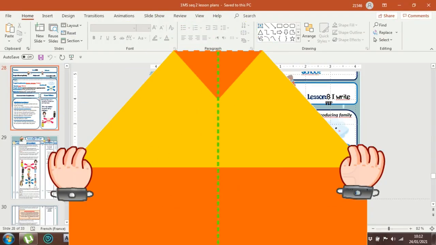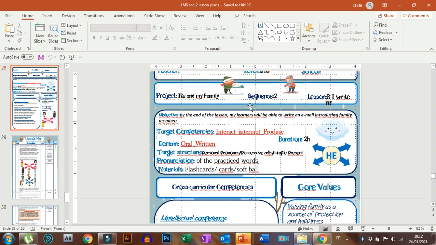Today I'm going to show you a detailed lesson plan of I Learn to Integrate, with all the details and all the information needed for this. Of course, as we all know, Learn to Integrate is a PDP framework: pre-writing, during writing, and post-writing. The first step is setting your objective based on Bloom's taxonomy. Here, learners are going to create and produce. By the end of the lesson, my learners will be able to write an email introducing family members.